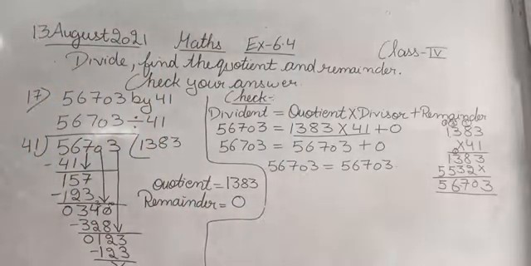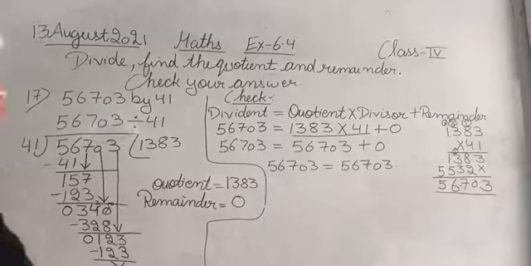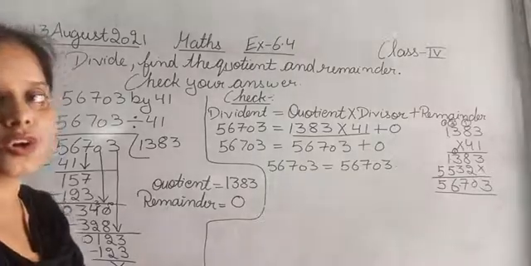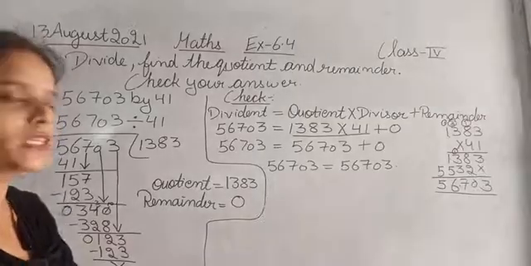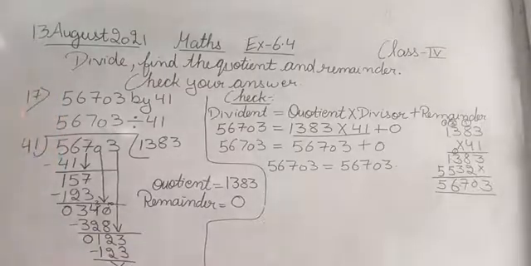When both of ours come out equal, that means our answer is correct. Okay, so this is how we can check our answers, whether we have done the correct division or not. So this is the solution of question number 17. You can pause your videos here and note it down in your notebooks.